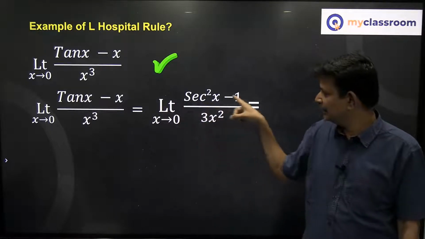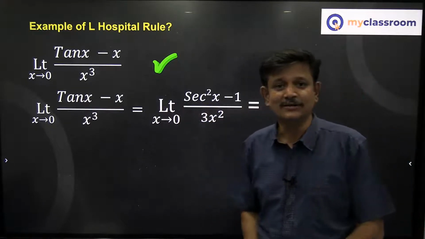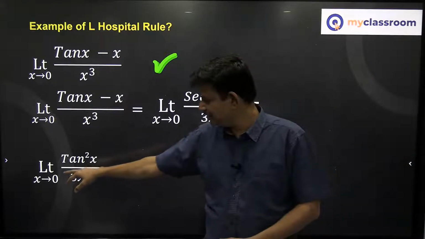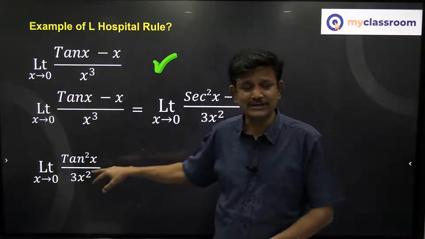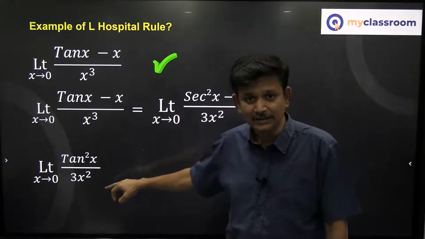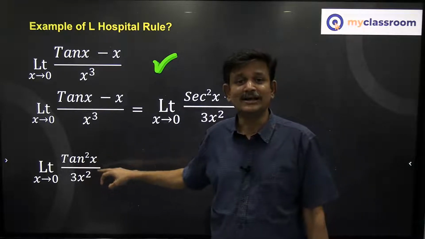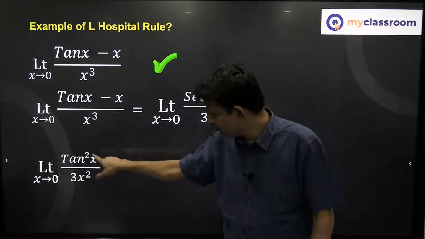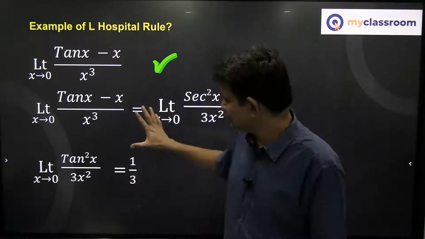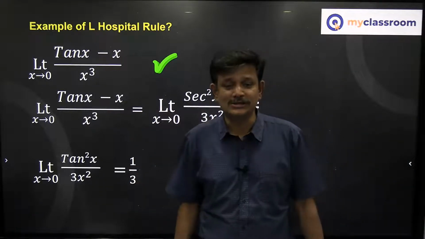Okay, and can you identify secant square x minus 1? Very simple, tan square x. So this is a simple limit x tends to 0, tan square x by 3x square. Standard limit tan x by x is 1, so tan square x by x square is 1. So what would be the answer here? 1 by 3. So this is a very simple rule, simplifying most of the questions.